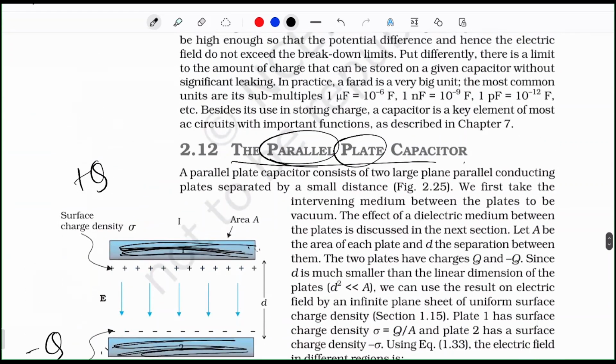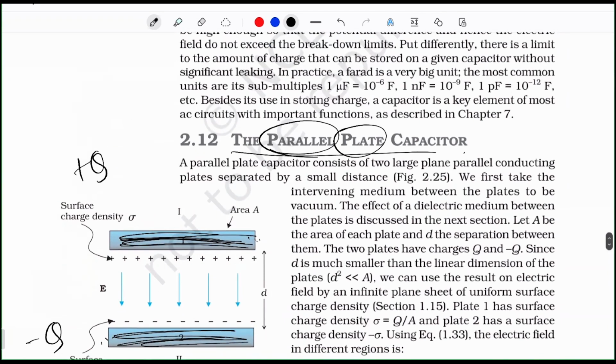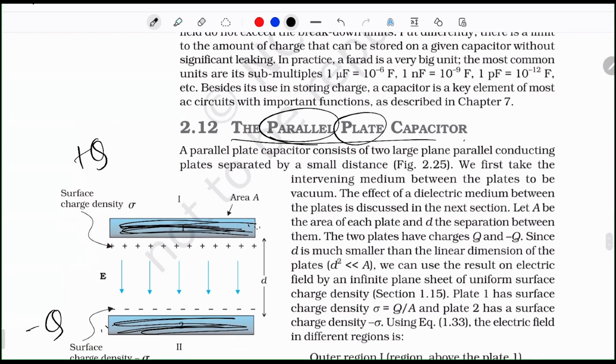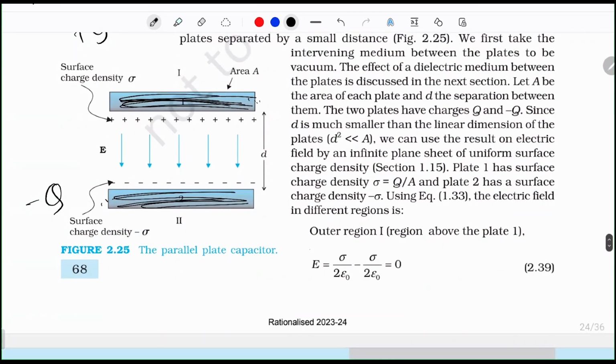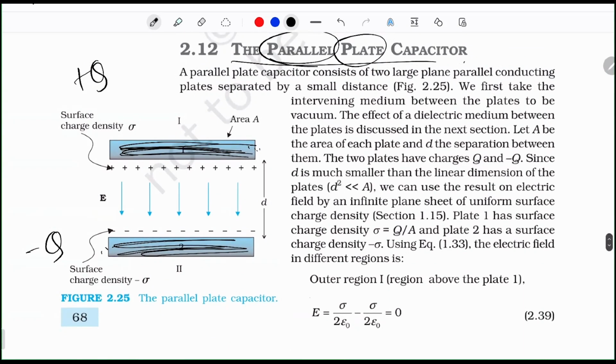Right, I hope you remember how to construct a capacitor. It is basically two conductors. You give one conductor a charge of +Q, and the other conductor a charge of -Q. So in this case, these two are parallel plates. Naturally, when you do that, these charges distribute themselves on the surface of the conductor, as you have seen in the properties of the conductors.